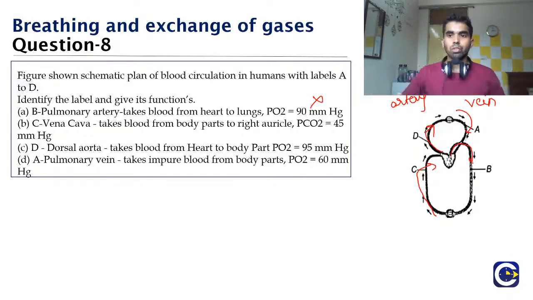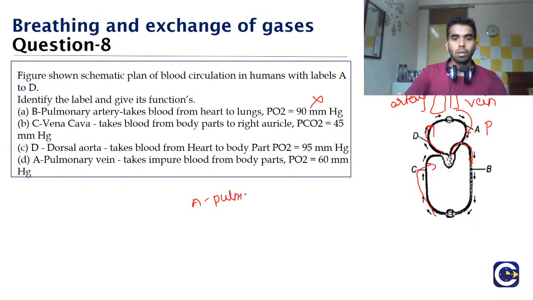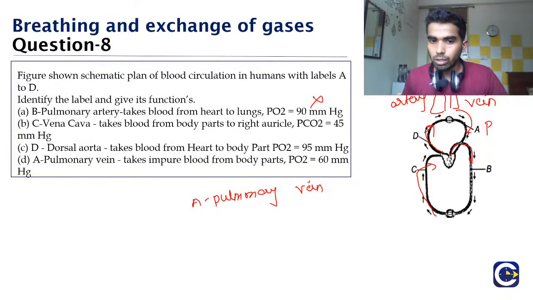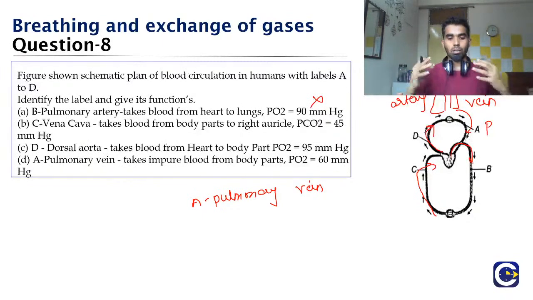First of all, we will cover it one by one. This is the lungs, and this is the heart. Yes Chivita, you are the first one to answer. So what is A? A has to be a vein. A is the pulmonary vein, and the pulmonary vein takes the blood from lungs to the heart, isn't it?